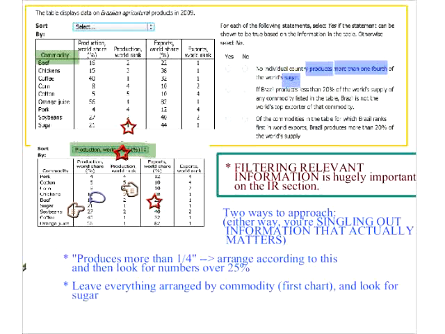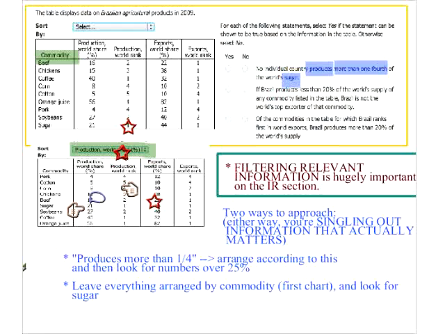So either way, let's see what happens, right? So if we just look at sugar, the top ranked country in the world produces 21% of the sugar. So that means that nobody produces more than 21%. So this is going to be true.